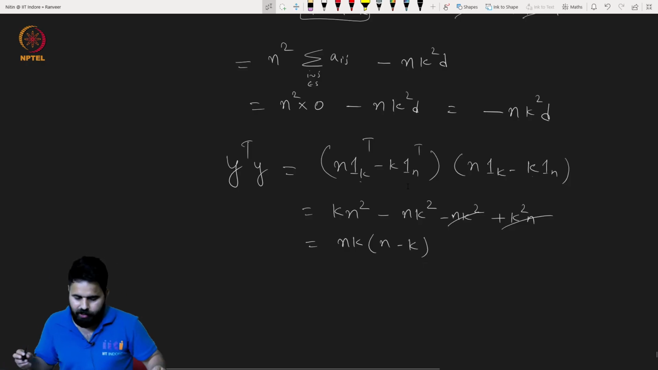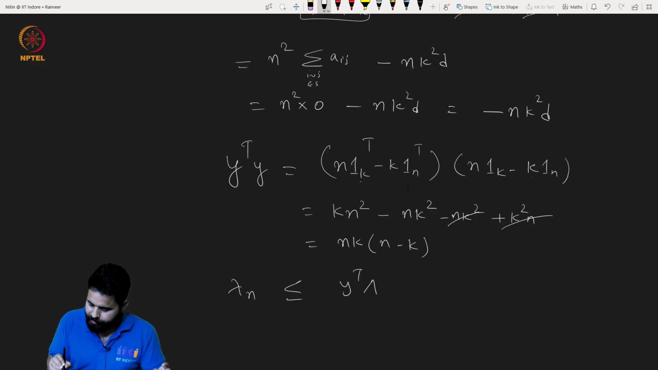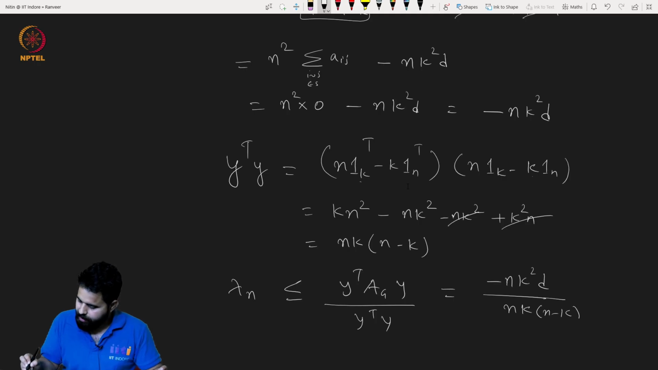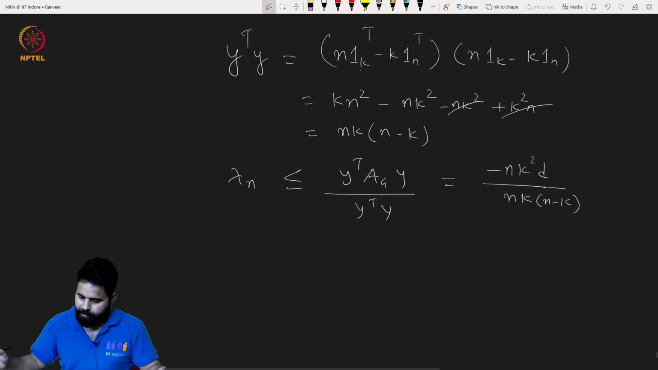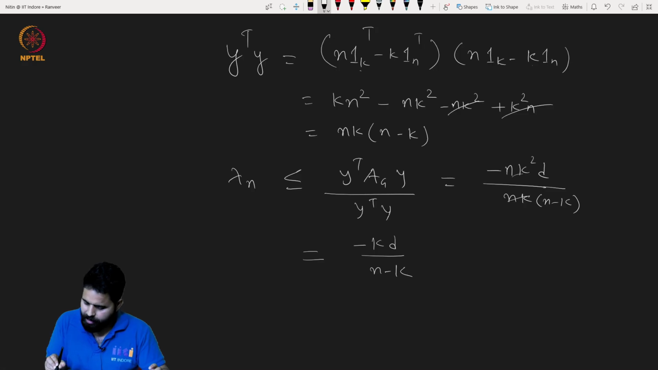Now the next steps are very simple. If you see what is lambda n, lambda n is the smallest eigenvalue, so it will always be less than y transpose A_G y divided by y transpose y, and we know what these are: n k square d divided by n k times n minus k. So this will be equal to, basically, if you do this, minus k d divided by n minus k.